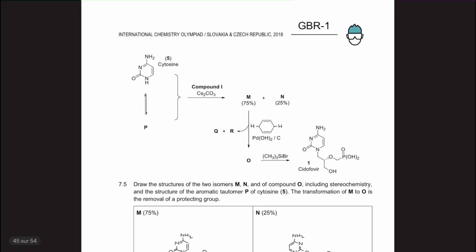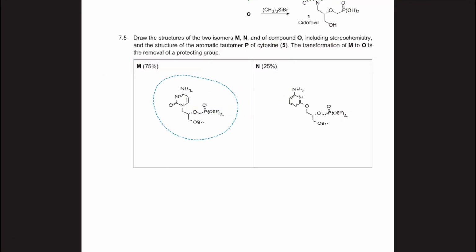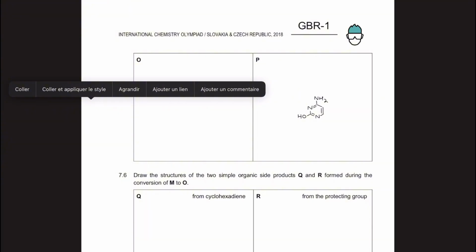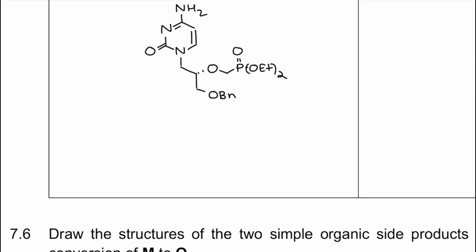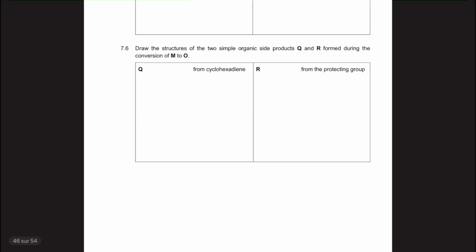So your O will first be a deprotection. Oh, sorry, we need to copy from M because M is being used to get the final product. So it's going to be OH. Then the byproducts Q and R. Q is from cyclohexadiene, so it is going to be benzene because it's going to use the two hydrogens on the cyclohexadiene to remove the protecting group. And the benzyl group is just going to become toluene.